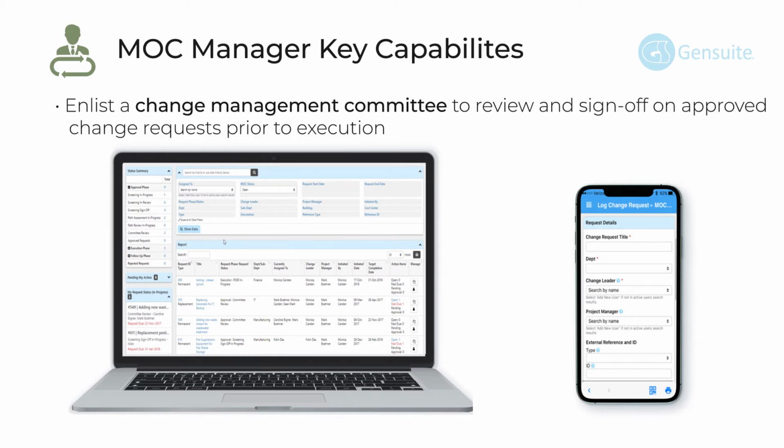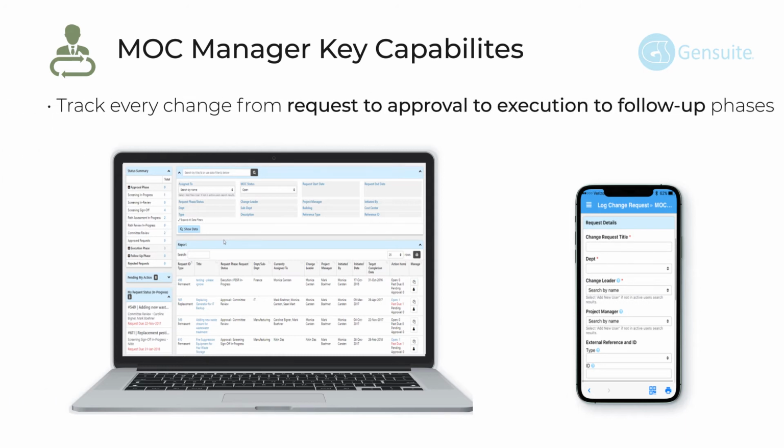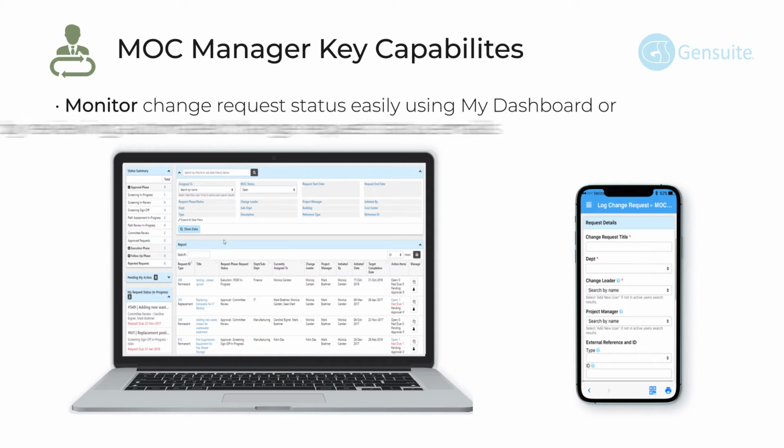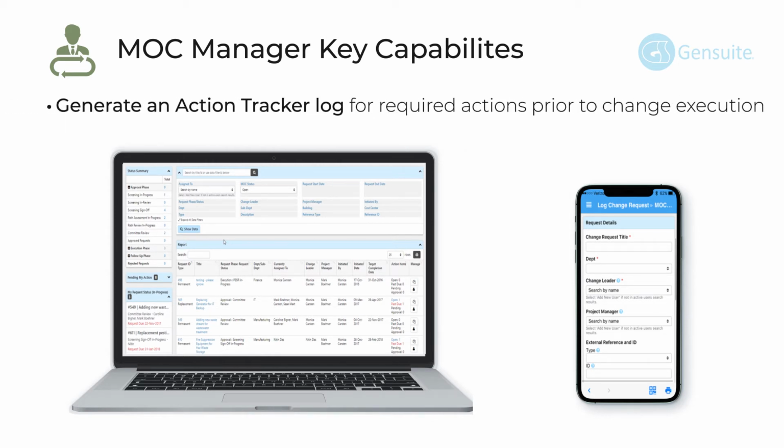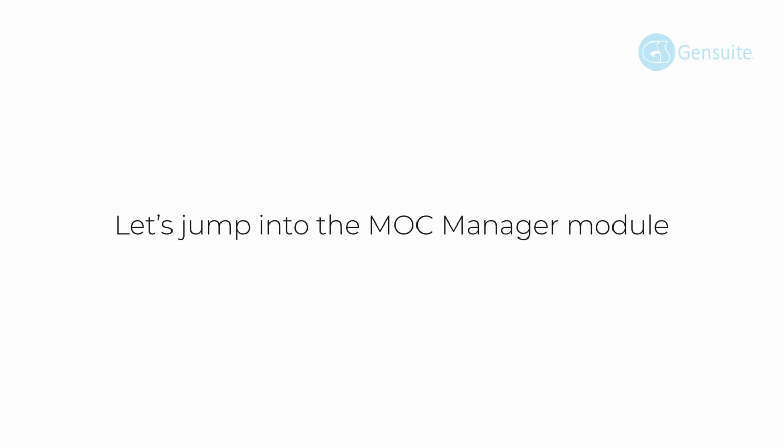The ability to enlist a change management committee to review and sign off on approved change requests prior to execution. To track every change from request to approval to execution to follow-up phases. To monitor change request status easily using My Dashboard or by reviewing automated change request status emails. And lastly, generate an action tracker log for required actions prior to change execution. Let's jump into the MOC Manager module to uncover its capabilities and why our subscribers use it.